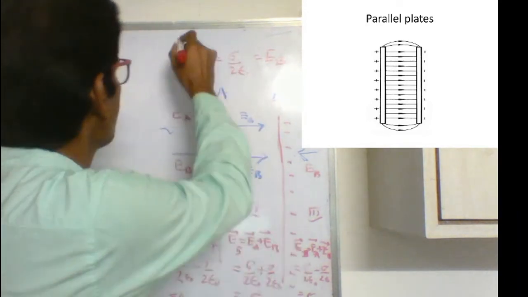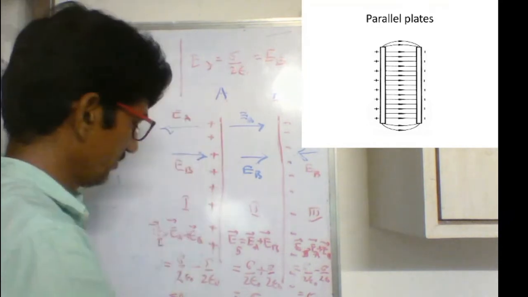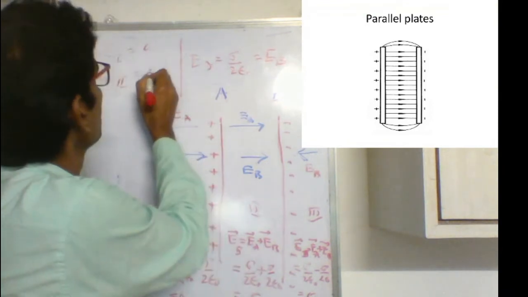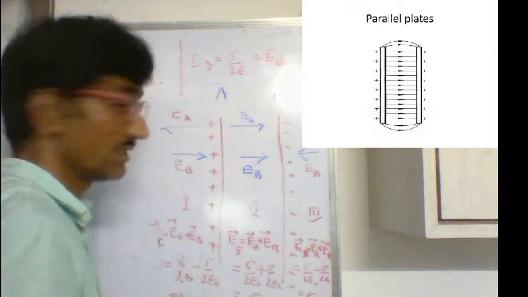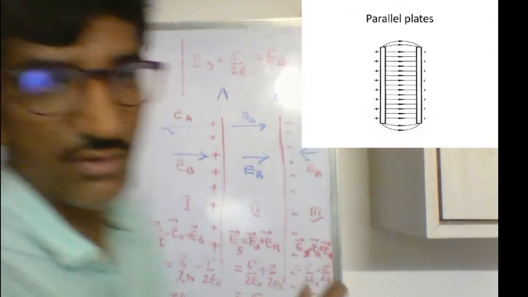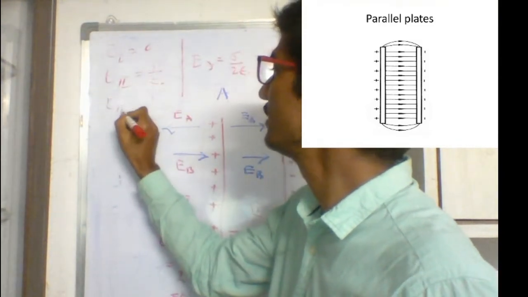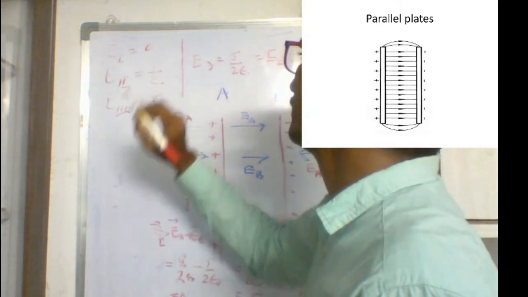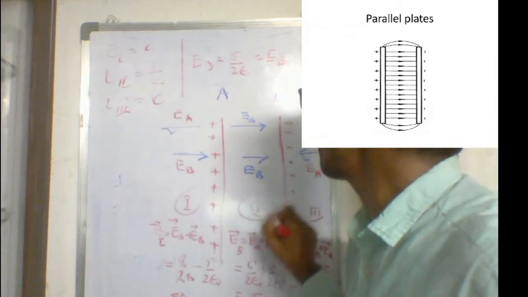So I will summarize the result here. E1 is equal to 0, you have here 0. E2 is equal to how much? Instead of sigma by 2 epsilon naught, now you have sigma by epsilon naught. E3, in region 3 you have again 0. So what is the electric field in region 1? 0.